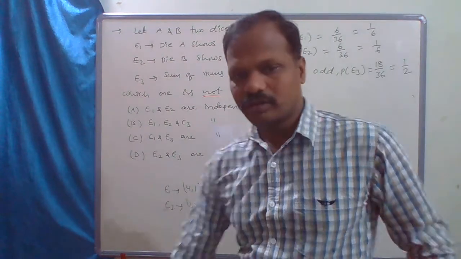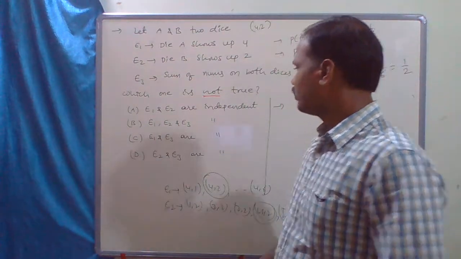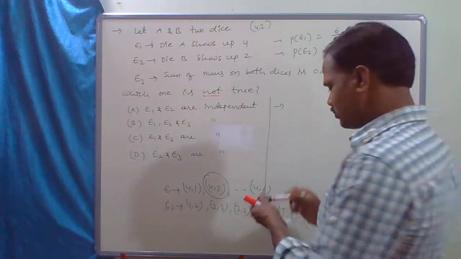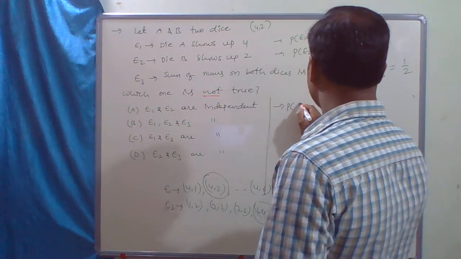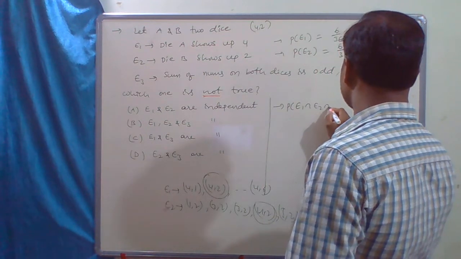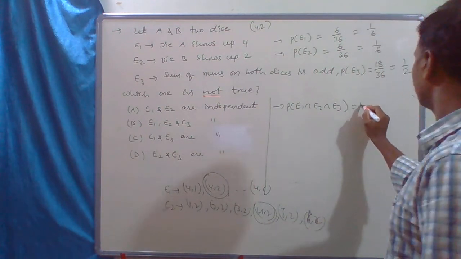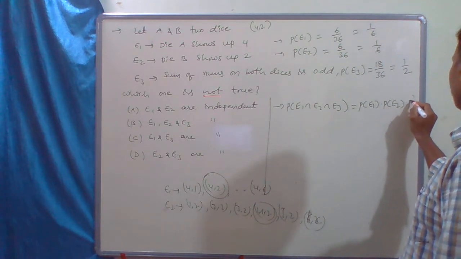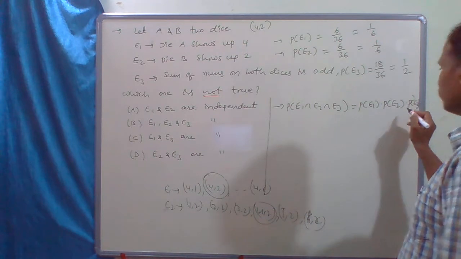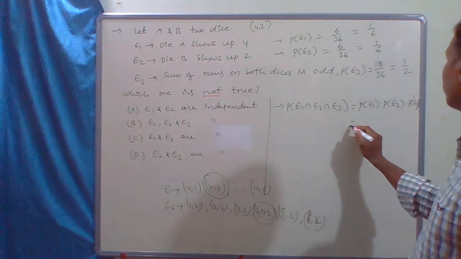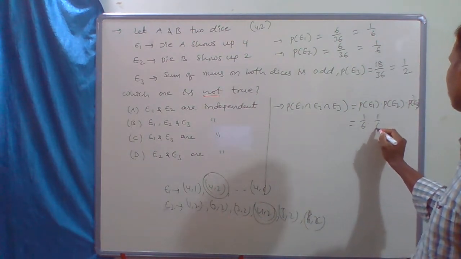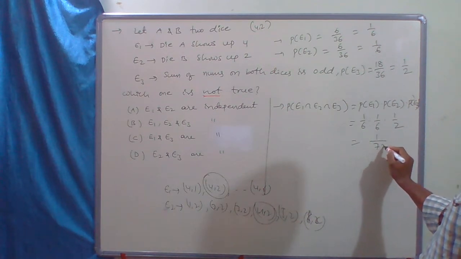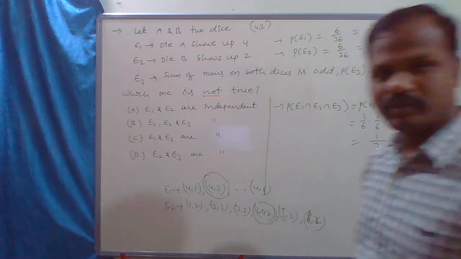So we don't want this statement here. Now E1, E2 and E3 are independent. So probability of E1 intersection E2 intersection E3 equals probability of E1 into probability of E2 into probability of E3. You have to check whether it is correct or not. So probability of E1 is 1 by 6, E2 is 1 by 6, this is 1 by 2, which is 1 by 72.